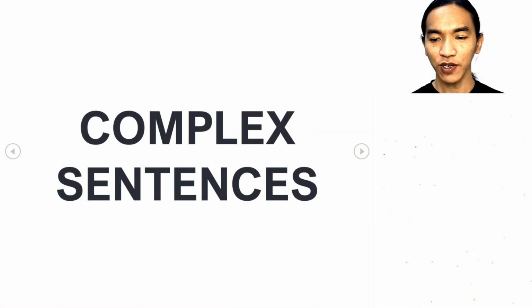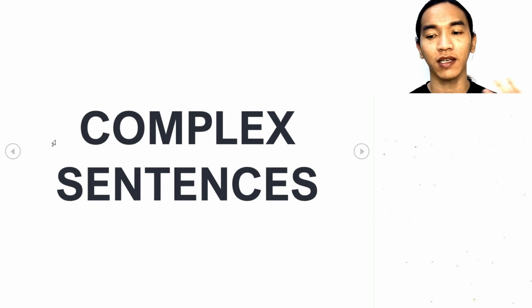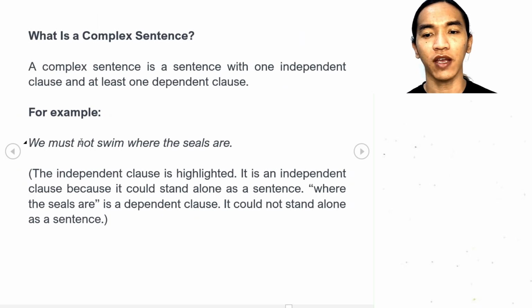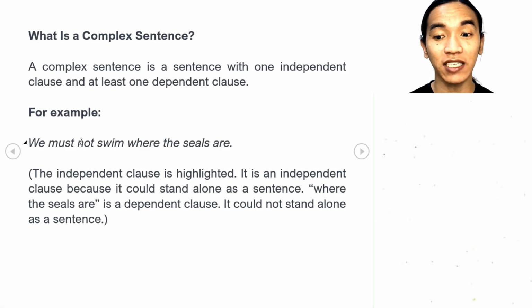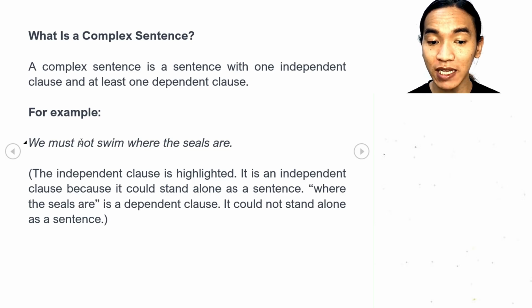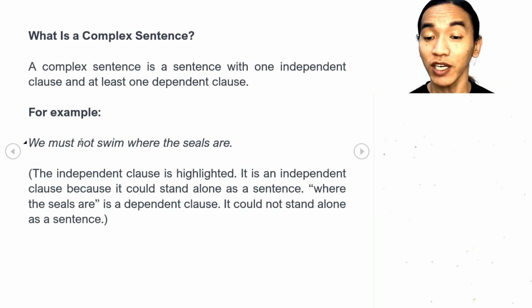Let's go. So here, let's go ahead and talk about the topic on complex sentences. Complex sentences are actually our third type of sentence structure. We already talked about simple sentence, compound sentence, and now we have complex sentence. What is a complex sentence? A complex sentence is a sentence with one independent clause and at least one dependent clause. So it means one independent clause and one or more dependent clauses.